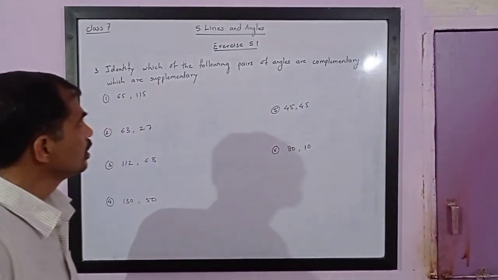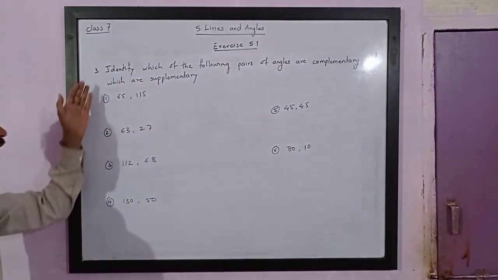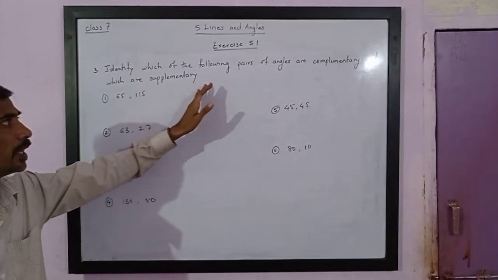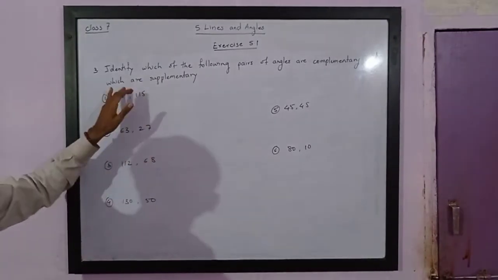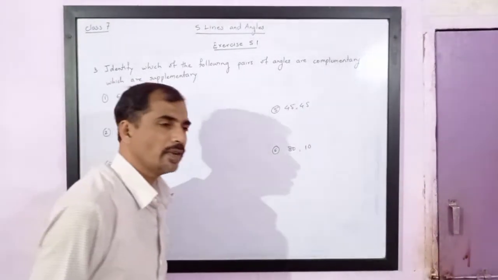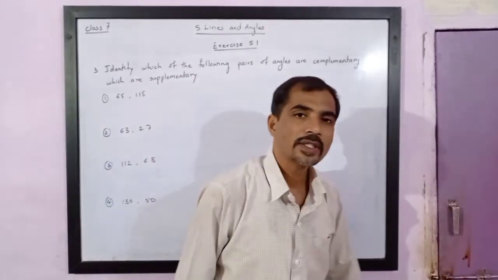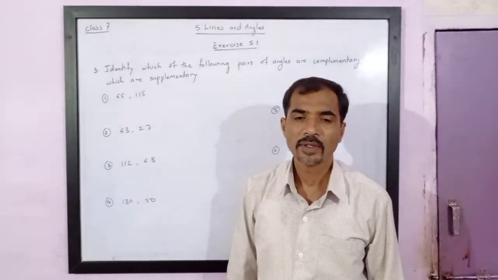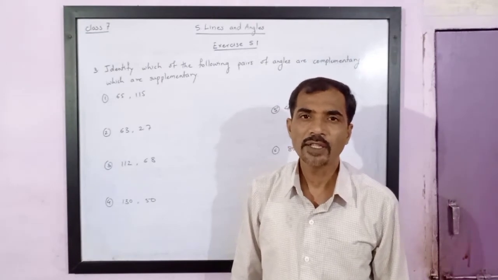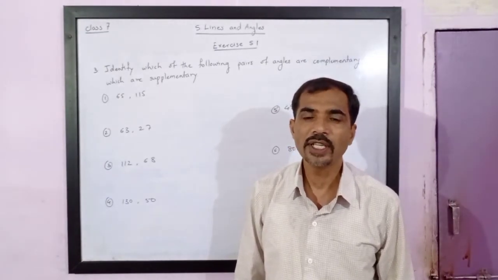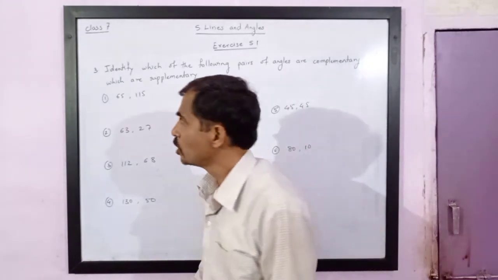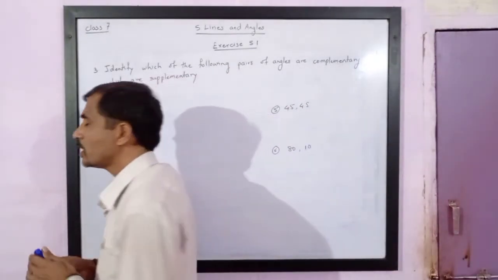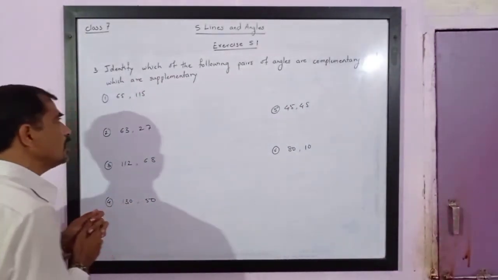Dear friends, we have the third question: identify which of the following pairs of angles are complementary and which are supplementary. We have already studied, when the sum of measures of two angles is 90 degrees, we call them complementary angles, and when the sum of their measures is 180 degrees, we call them supplementary angles. So here let us check whether their sum is 180 degrees or 90 degrees.